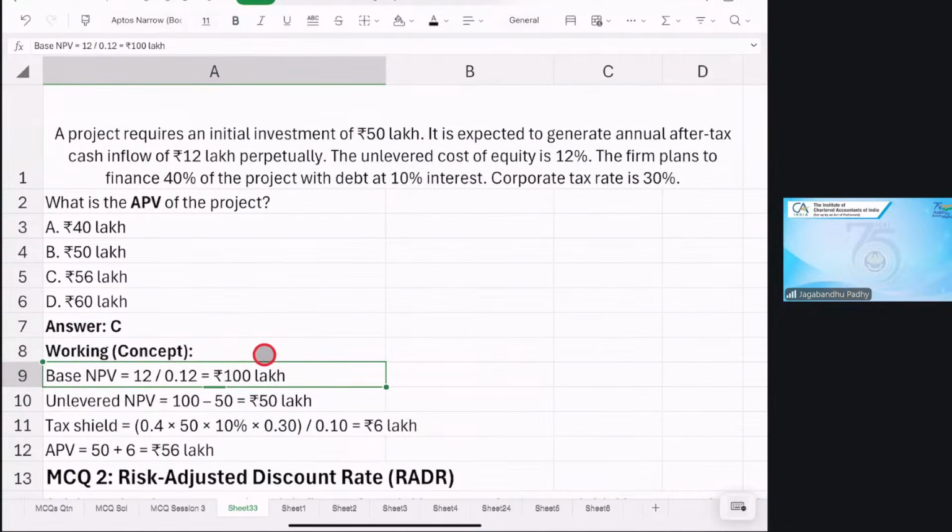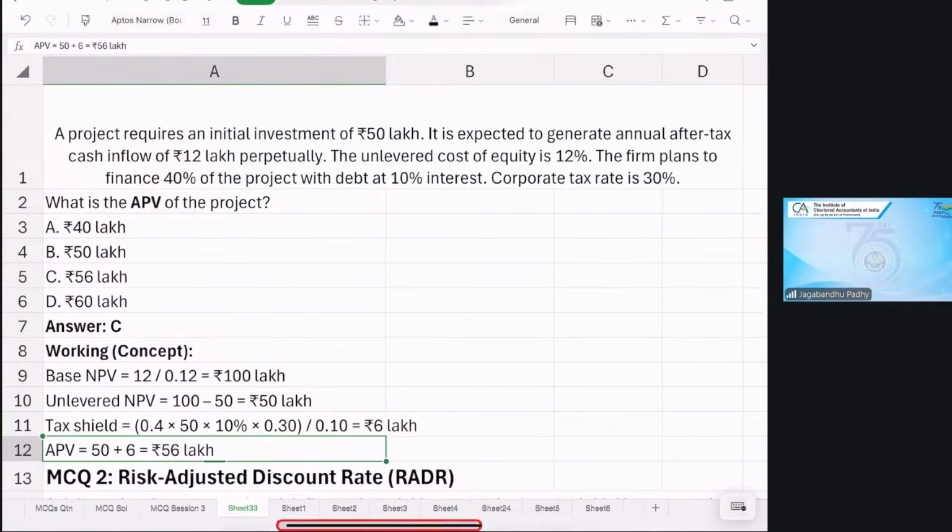0.12, which is 100. Then unlevered NPV is 100 minus initial investment, which is 50. Then we calculate the tax shield. 50 being the amount of investment, 40% of that is going to be funded by debt, and the rate of interest is 10% into 0.3, which is the amount of tax saving every year. Then we divide it by 0.1. So that's going to be 6 lakh. The adjusted present value is 56 lakhs.